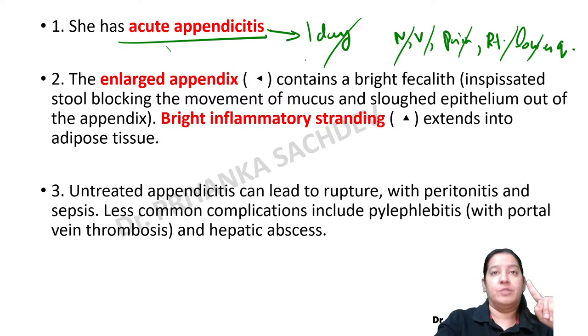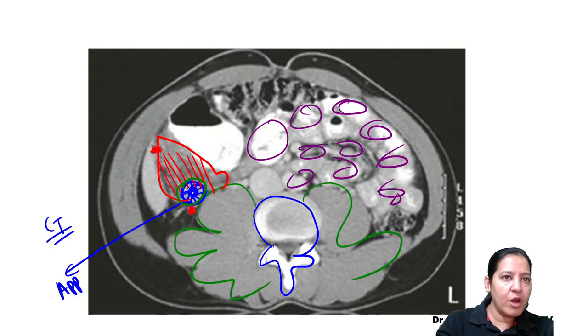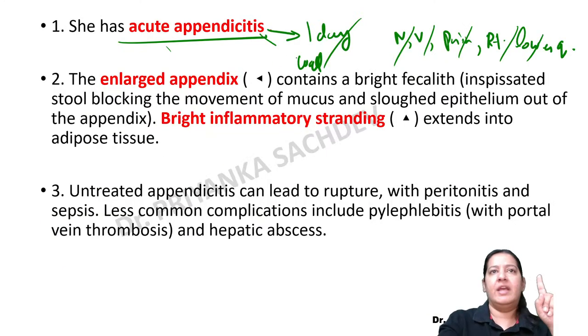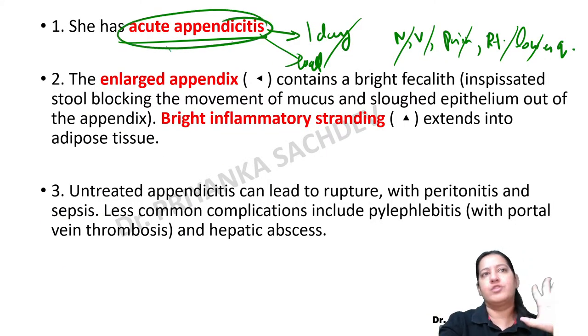Looking at the image, the wall of the appendix is thickened. I can see the wall. The wall of the appendix is thickened. It is also fitting in the diagnosis. So my diagnosis is acute appendicitis.